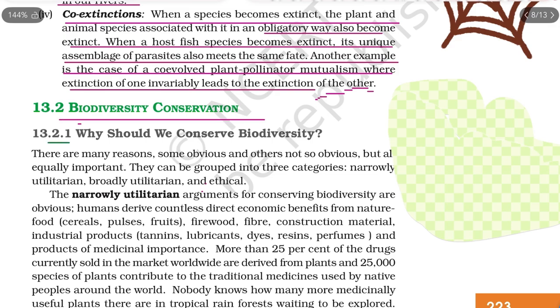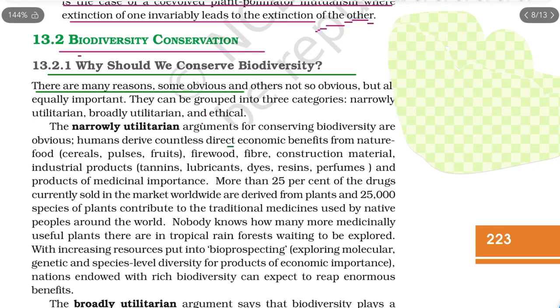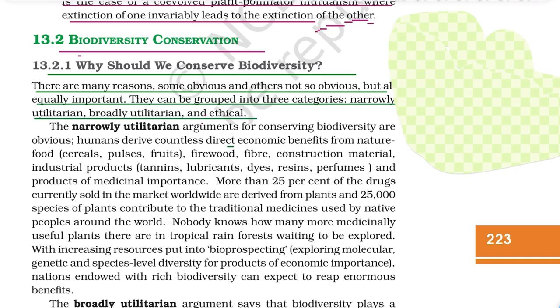Biodiversity conservation. Why should we conserve biodiversity? There are many reasons, some obvious and others not so obvious, but all equally important. They can be grouped into three categories: narrowly utilitarian, broadly utilitarian, and ethical. The narrowly utilitarian arguments for conserving biodiversity are obvious.